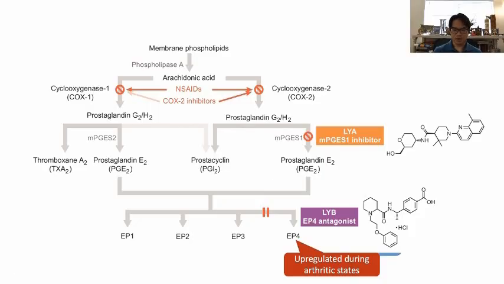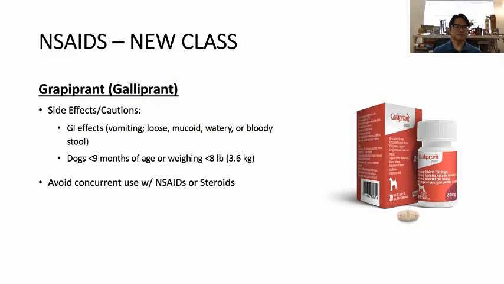as GI ulcerations, hepatotoxicity, and nephrotoxicity. And that's one of the main reasons why Galliprant has become very popular, just because it does not have that kind of side effects. However, common side effects of Galliprant include GI effects, vomiting, loose stool, mucoid, watery, or even bloody stools.